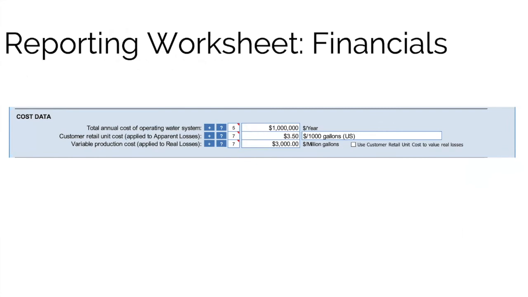And here's where we'll put the total cost of operating the water utility, the customer retail unit cost. This is the cost we charge our customers for all the water they buy. And this is based on your rates, and it will include both the rates for the water utility, and if you bill for wastewater based on the water usage, it will also include a wastewater rate. And that's the rate at which we cost out any apparent losses.